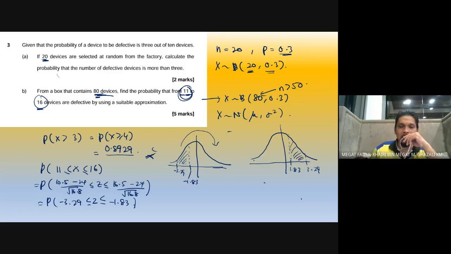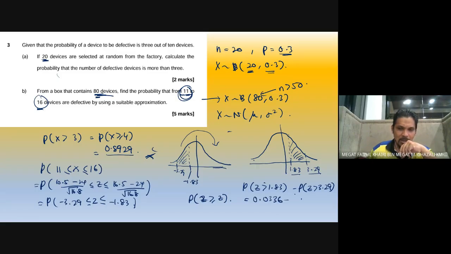And class, the probabilities inside the box of your statistical book just give you the reading for the probability of Z greater than or equal to Z here. So for 1.83 and 3.29, it is the probability of Z greater than 1.83 minus the probability of Z greater than 3.29.